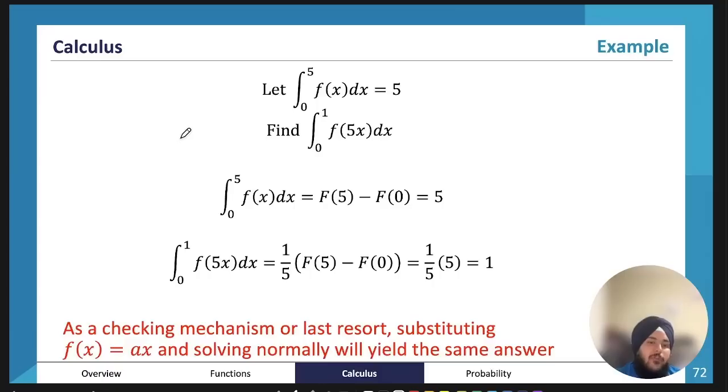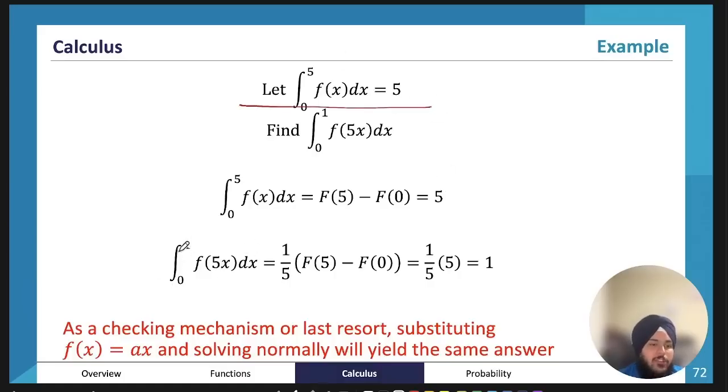So here's an example of a scenario where we might need to use it. Let's say we have the integral from 0 to 5 of f of x dx is equal to 5, and we want to find what the integral from 0 to 1 of f of 5x dx will be equal to. Sorry, I think there's something wrong. Oh no, that's correct. So the integral from 0 to 5 of f of x dx is equal to uppercase F, the antiderivative of f of x. So we sub in 5 and we sub in 0 and we get equal to 5, as shown in this question over here.